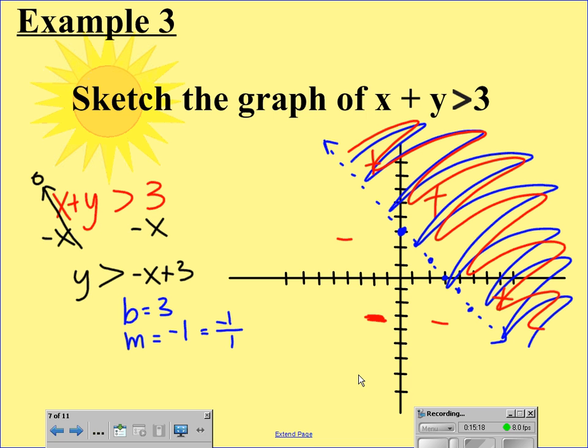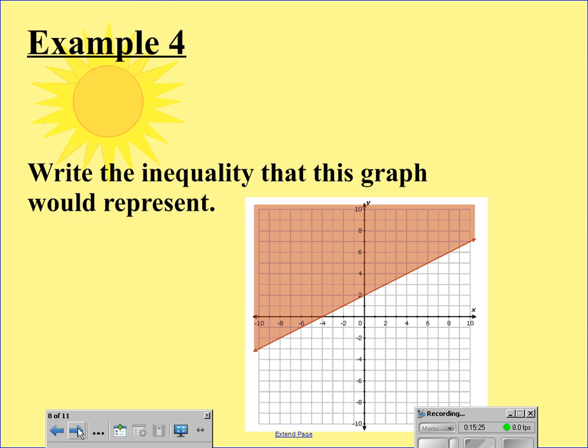If you're watching the video, make sure and pause it if you need to, or rewind it if you need to. That is fine. Let's go ahead and move on to example 4. This one's a little bit different. This one wants you to write the inequality that this graph would represent. So we're going to start from step 3.